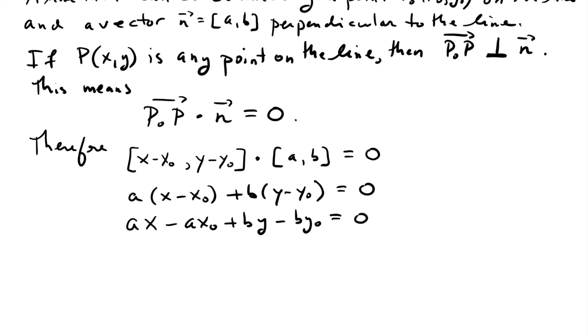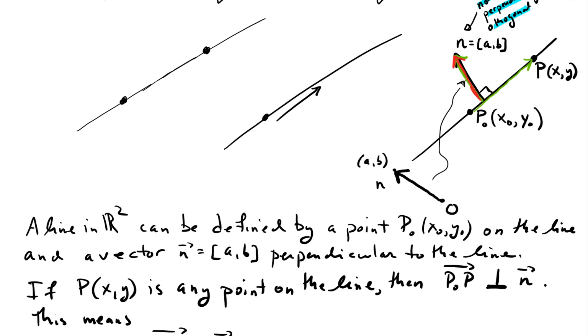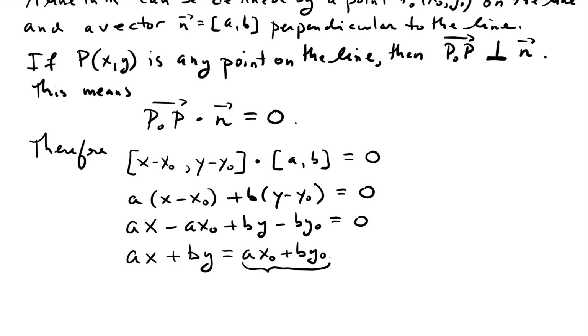Okay. So I'm going to regroup the terms that include the variables x and y, and maybe I'll send on the other side the other terms. Okay, so that's a constant, in the sense that A and B are given to us initially. We're given the coordinates of the vector N. We're given the coordinates of a point on the line, x0 and y0. So this is all fixed. Okay, so this is a constant.